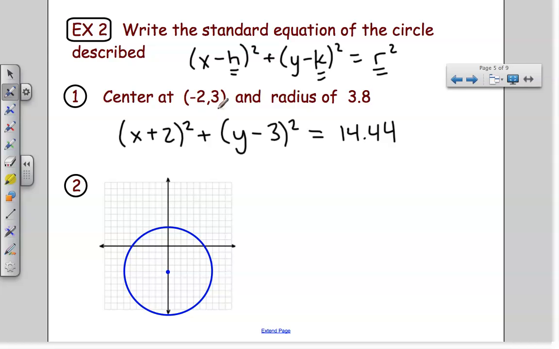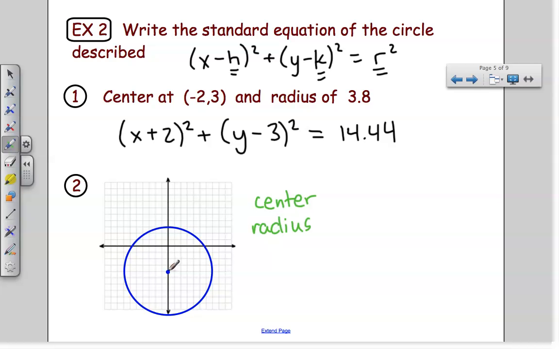So you can come up with the equation if you're given the center and the radius, but you can also come up with the standard equation of a circle if you have a picture. It does require you to identify the two important things, though. You need to know the center of a circle. You need to know the radius of a circle to be able to come up with its equation.